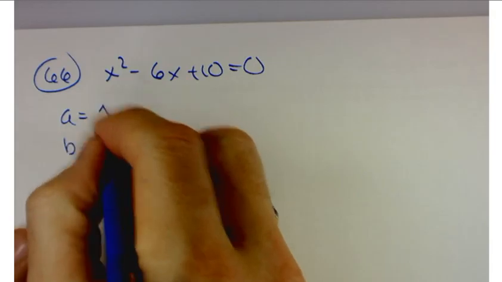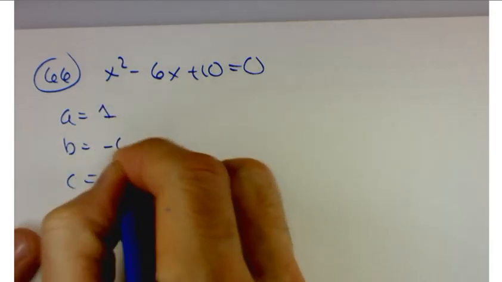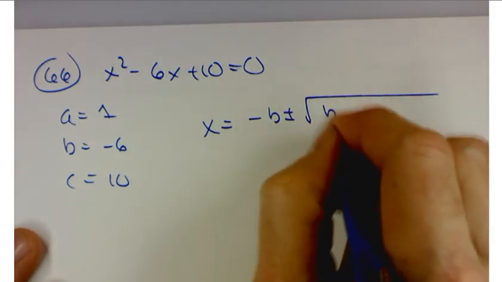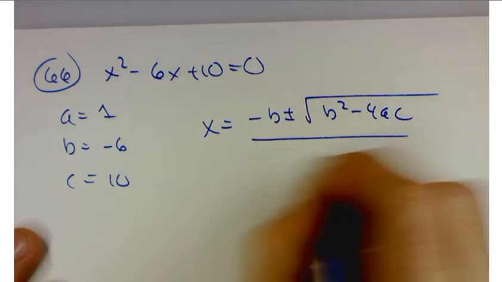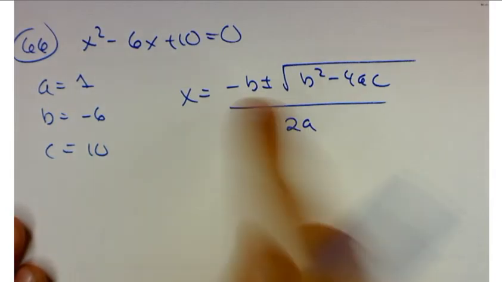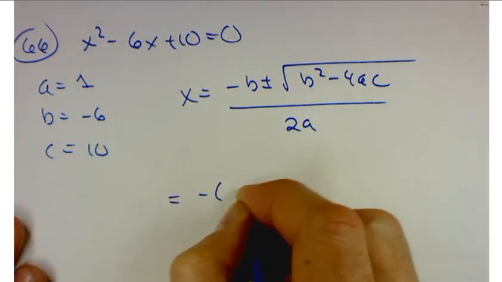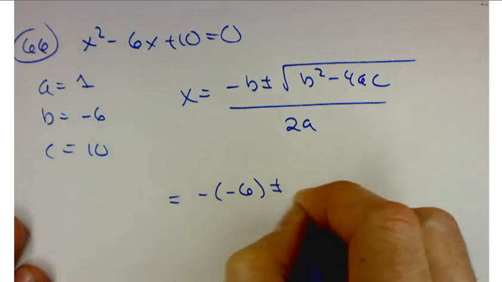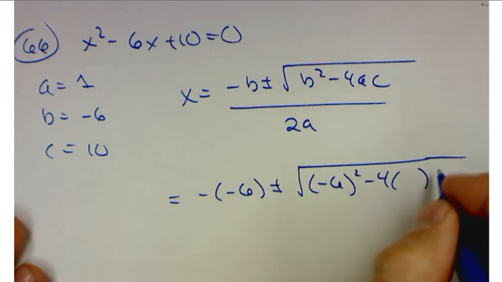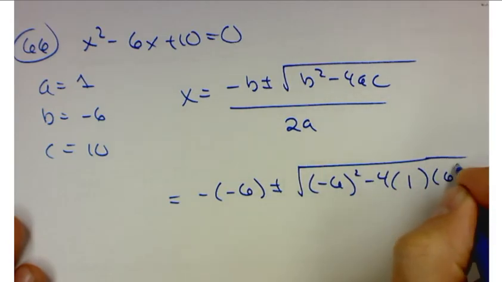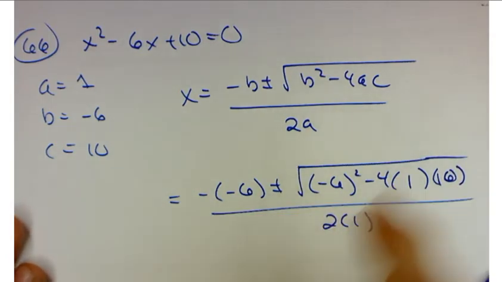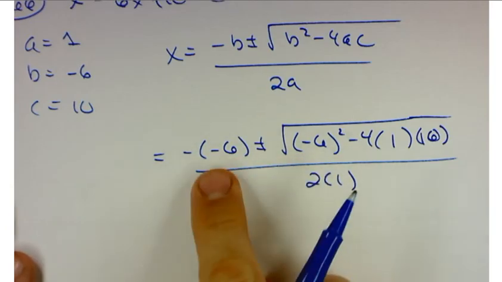What am I going to use for b? Negative 6. And the place people make a mistake, there's actually two of them when you're filling in the quadratic formula, is forgetting that there's a double negative when you fill in the 6. So it's the negative of negative 6 plus or minus the square root of negative 6 squared minus 4 times 1 times 10 over 2 times 1.